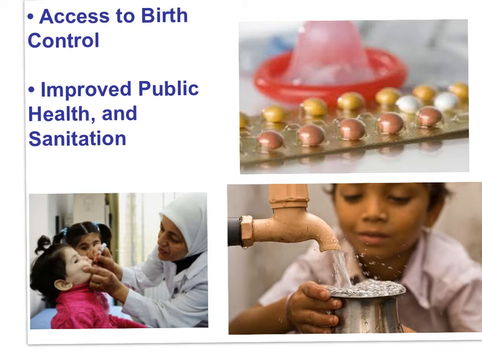Clean water, access to public health, and sanitary living conditions all contribute to lowering infant mortality because they reduce the impact of disease. Through government policies that reduce infant mortality, couples can depend on their children living through infancy, and thus they are more likely to have fewer children.